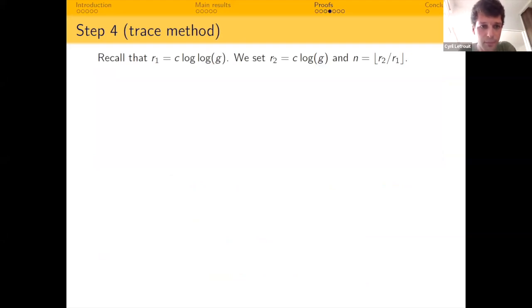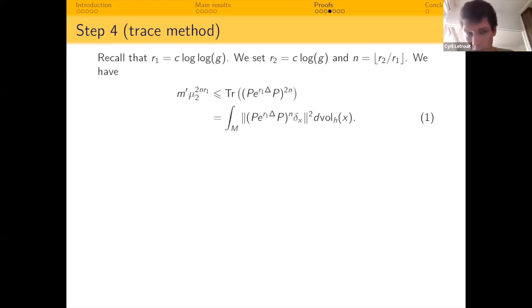Now the trace method that we are using, like many people in spectral theory. Recall that R1, the parameter of our RNet, is C log G. And now we take a second parameter, a different scale, which is C log G. And we call it R2, and C is the same constant. And N is just the quotient, and we take the integral part of this. So the trace method, for which operator? It means we consider the trace of P to the R1 delta P, somehow the heat kernel at time R1, and we put it to some power, 2 to the R2 over R1. So in the end, all this operator is somehow related to the heat kernel at time 2R2, somehow. But you have projections, it's more complicated.